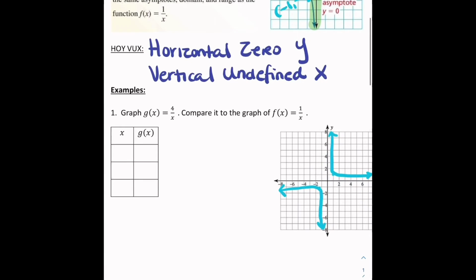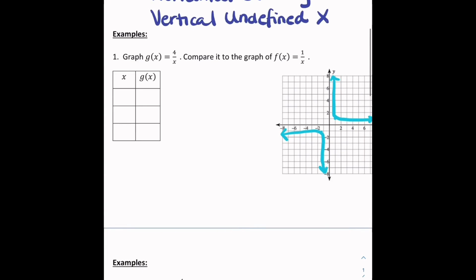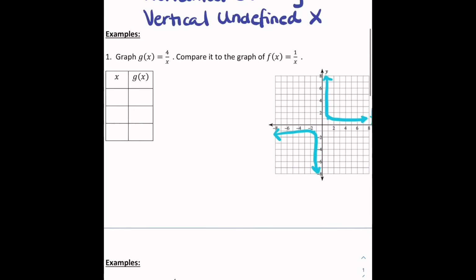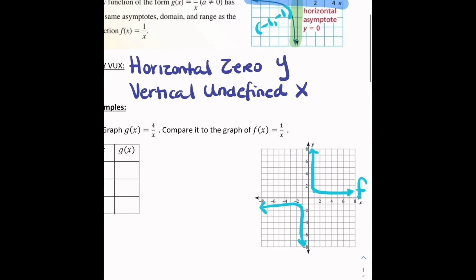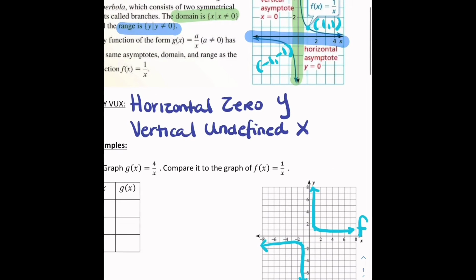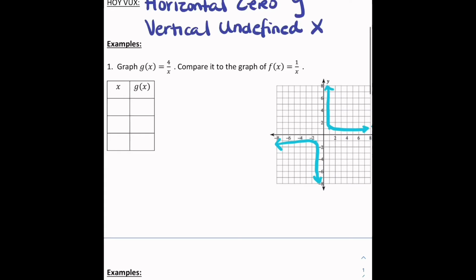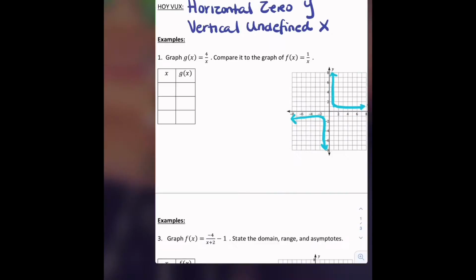Let's take a look at an example. It says graph g of x is equal to 4 over x. Compare it to the graph of f of x equals 1 over x. So notice I already have f of x graphed on here. It's the same graph as earlier. I told you to take note of points 1, 1 and -1, -1. And what I want to do now is graph g of x in Desmos and find some points. So I'm going to go to Desmos.